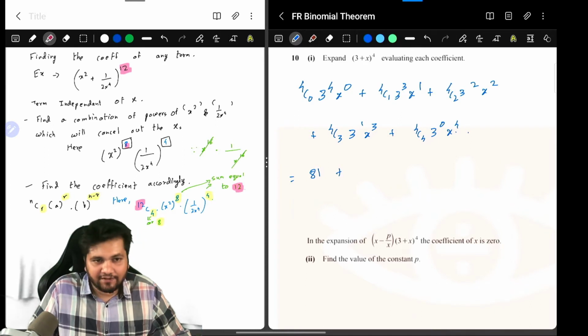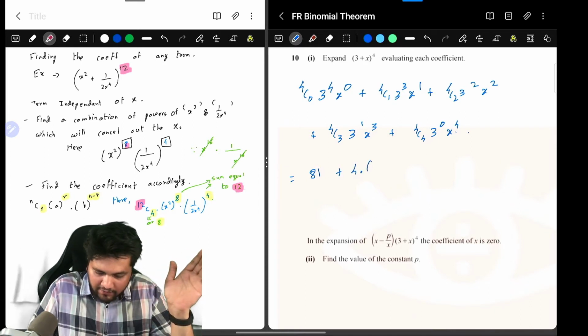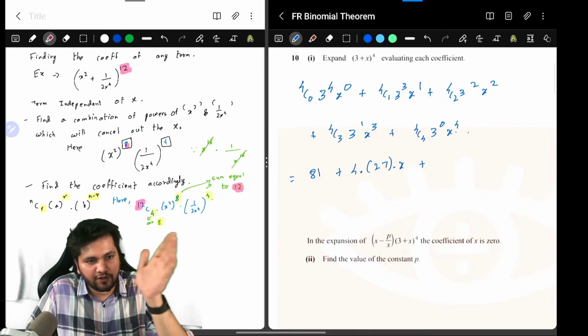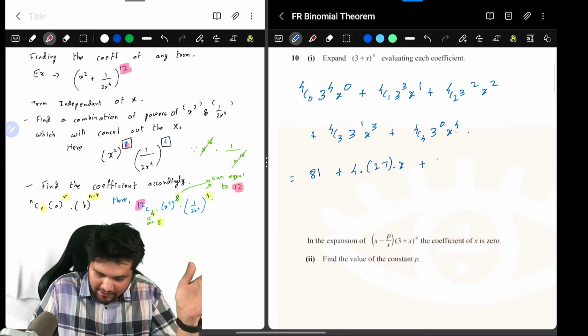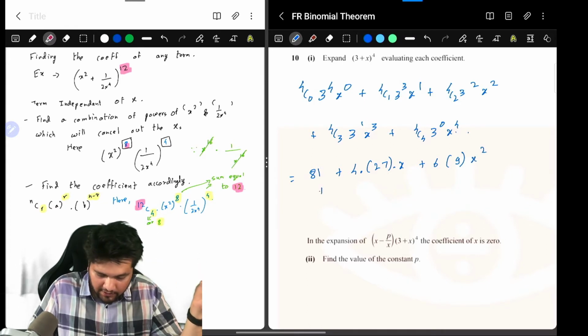So it's going to be 81 as the first term. The second one would be 4c1, so 4 into 3 cube, which is nothing but 27, into x, plus 4c2, which is nothing but 4 into 3 upon 1 into 2, which is 6, into 3 square, which is 9. Use brackets, use lots of brackets, don't worry. Obviously it will just help you.